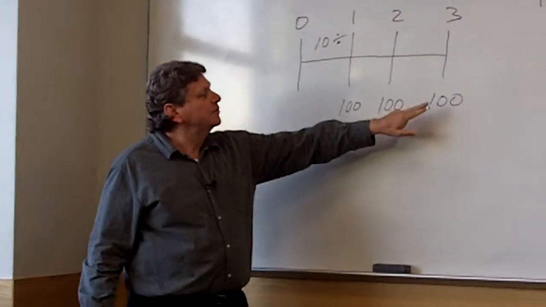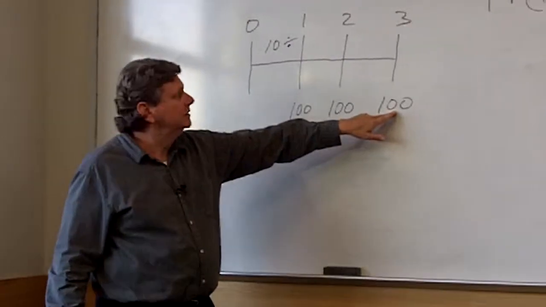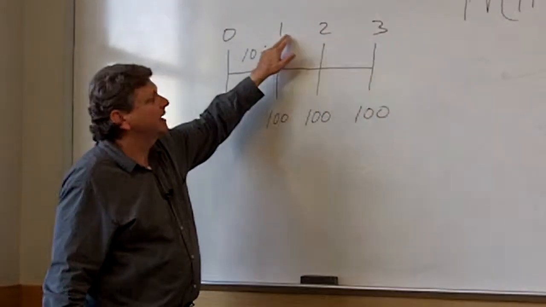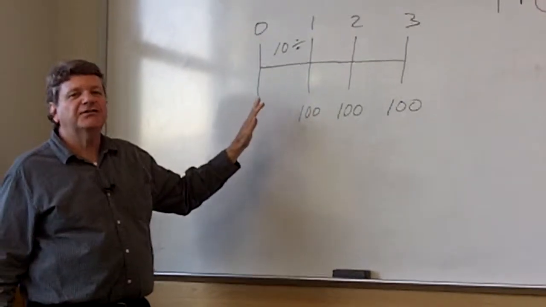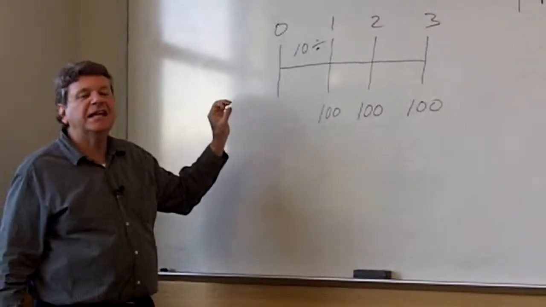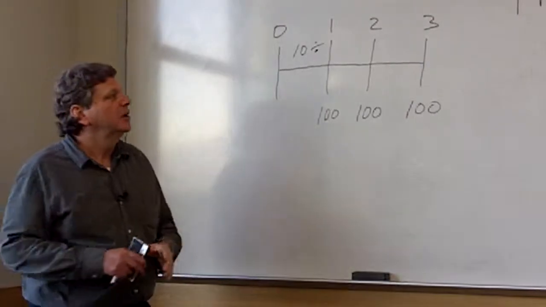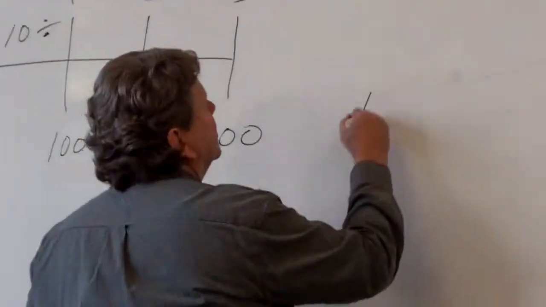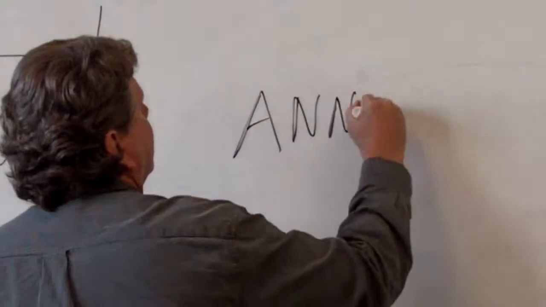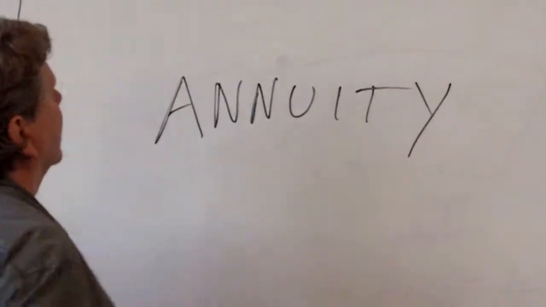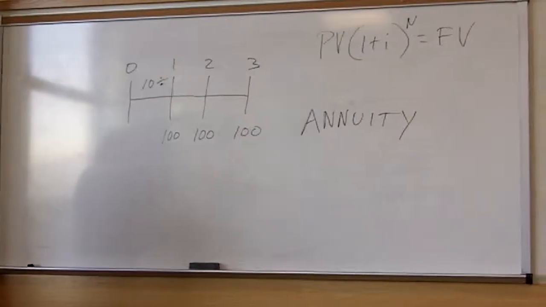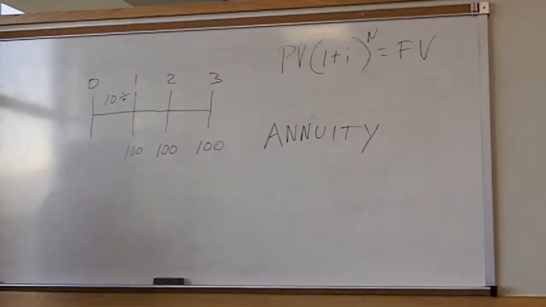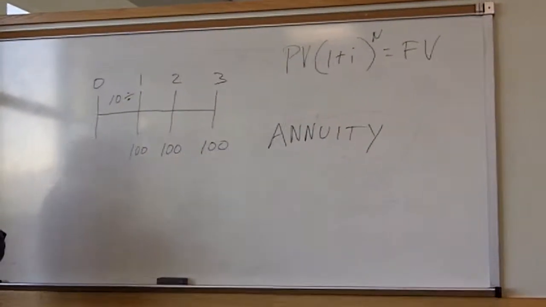The cash flows are equal and they take place at equal time intervals. When you have equal cash flows taking place at equal time intervals, we have what is called an annuity. Solving annuity problems is very simple on a financial calculator, fortunately.